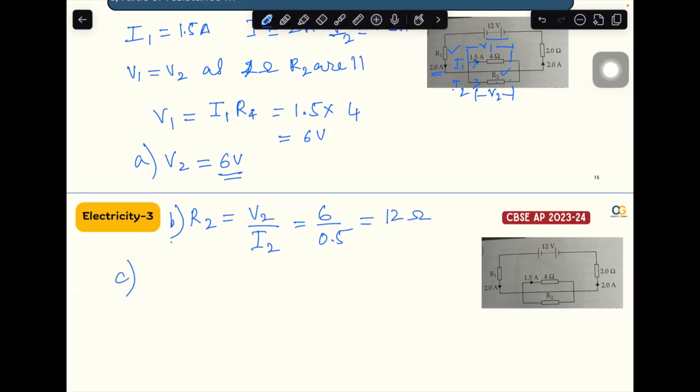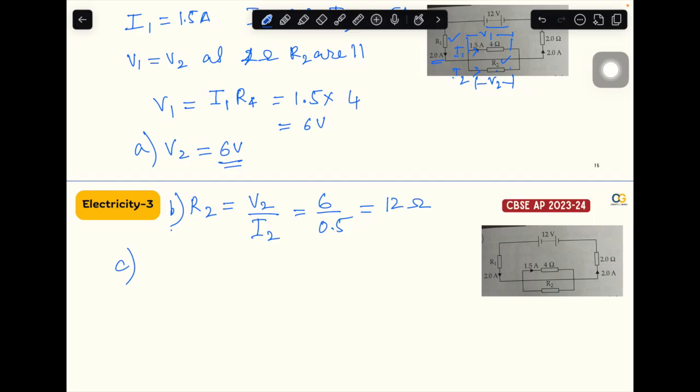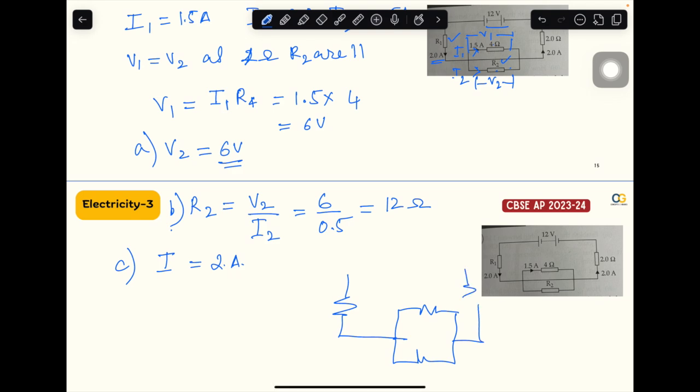Now coming to the third part where you need to find the value of resistor R1. So you need to find R1. I know that I current is equal to 2 ampere. Now I can't use any series parallel anything here. I just have to figure out the total voltage of the system here. Now if you see, this is how the system is. There's a resistor here. There are 2 resistors here. And there is one more resistor here. So this resistor is 2 ohms, this resistor is 4, this one we just found out that it is 12.